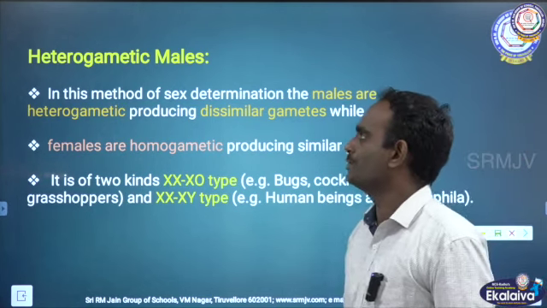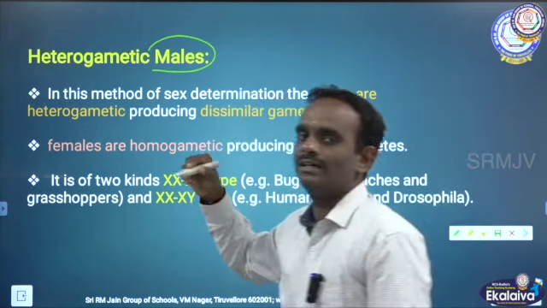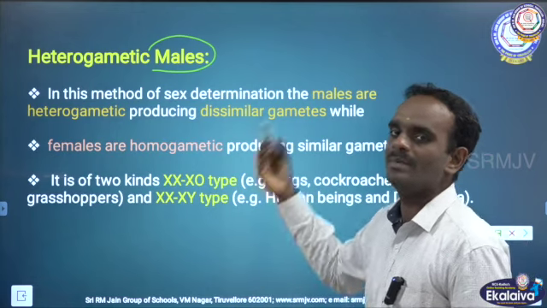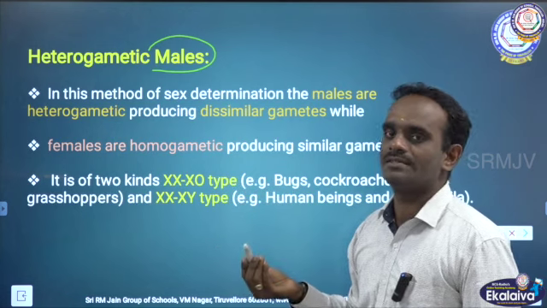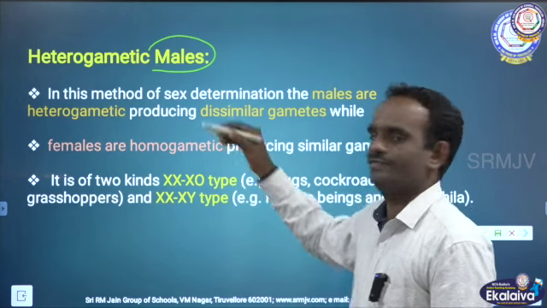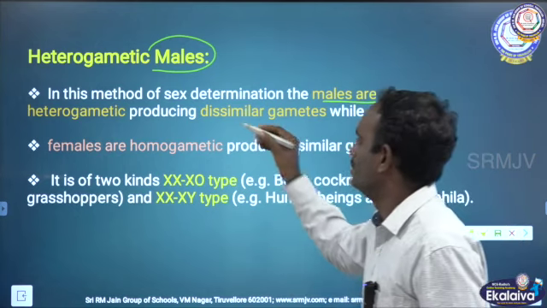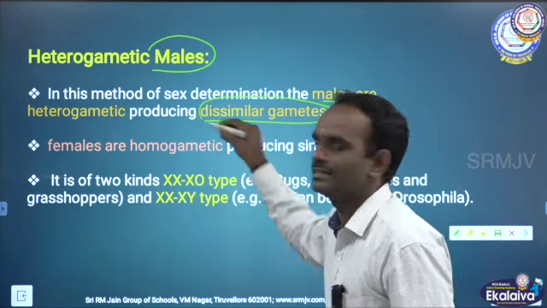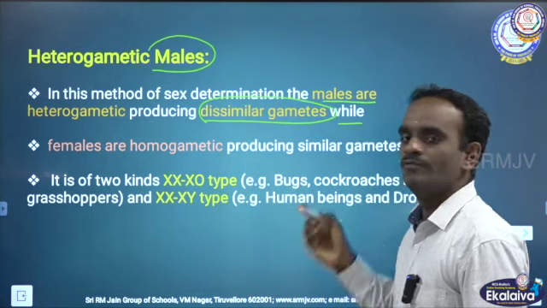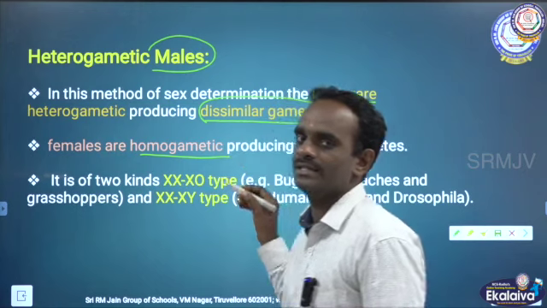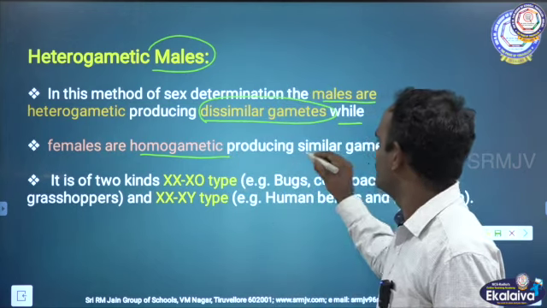First we will see the heterogametic males. From the name itself you can easily understand the concept. Males can produce two different types of gametes. In this method of sex determination, males are heterogametic, producing dissimilar gametes, that means different types of gametes, while females are homogametic. They produce only one type, similar gametes.